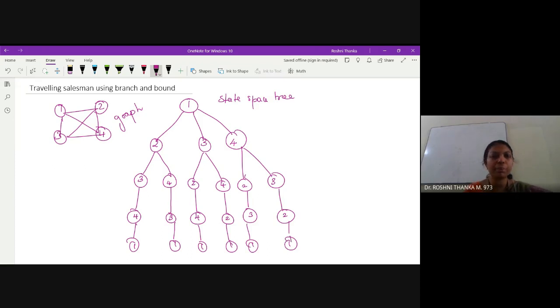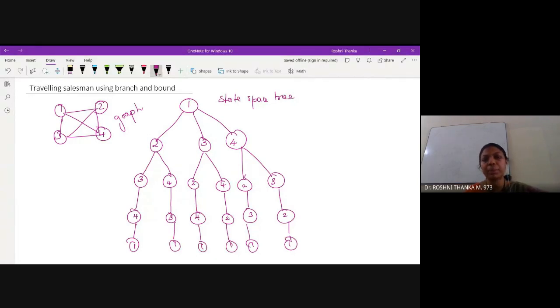I hope you remember the previous example we saw in branch and bound, where we solved 0/1 knapsack using branch and bound. Another technique we learned is backtracking. What is the difference between backtracking and branch and bound? In the 0/1 knapsack problem, I hope you know what happens in branch and bound, and we also solved 0/1 knapsack using backtracking, so you know how backtracking functions.